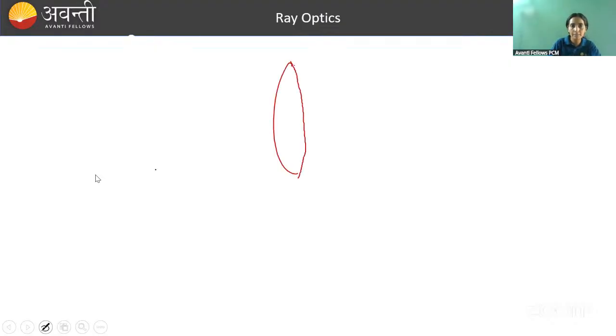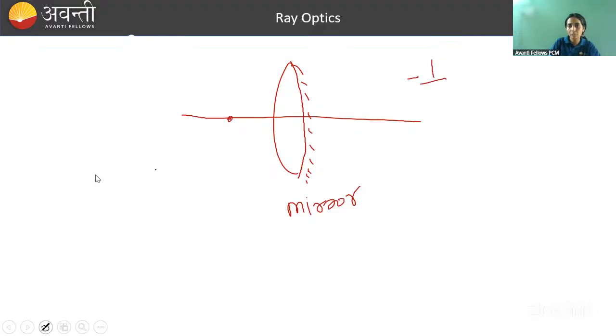So if you have a lens like this and you have silvered one side, then you can calculate the focal length of this whole system. This whole system is acting as a mirror basically. What will be its focal length? You will write minus 1 by f net. Why am I giving the minus sign? Because this whole system is acting as a mirror.